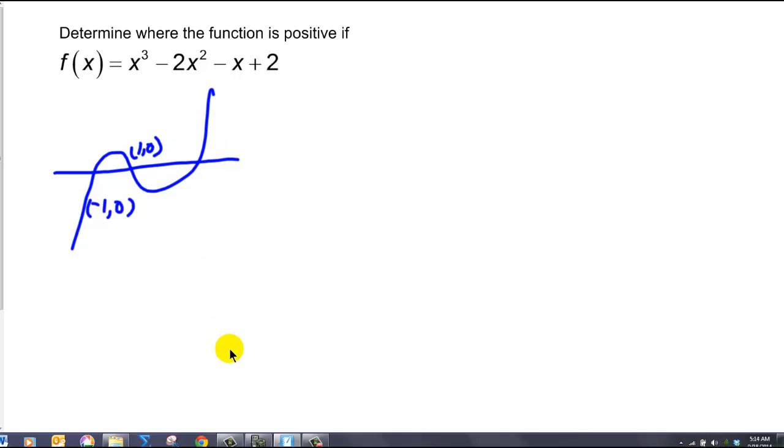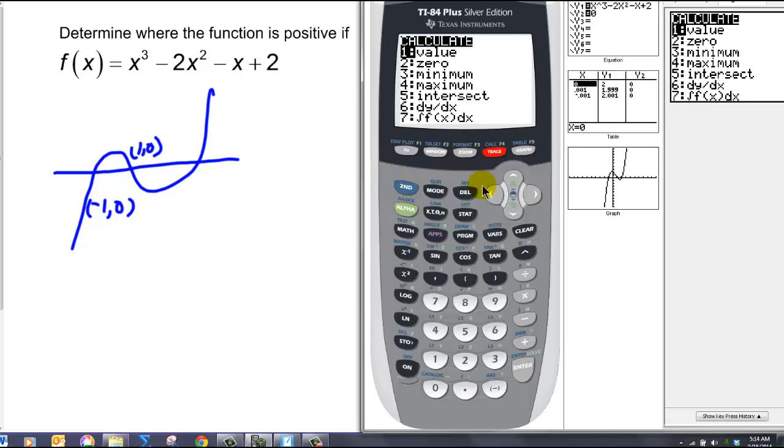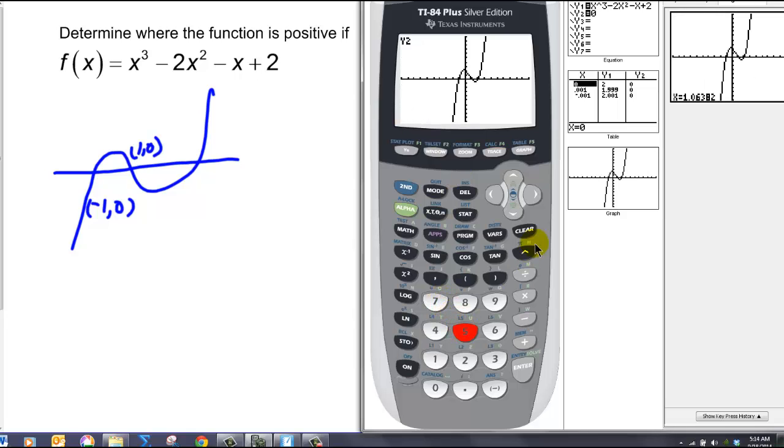And then I have to find my third intersection point. So again, back to the calculator, second calculate, intersect, move it to my third intersection point or right around that point, hit enter 3 times, and our final intersection point is 2, 0.